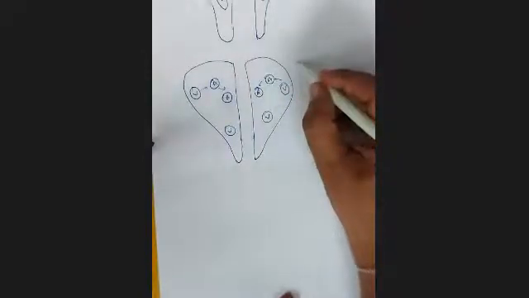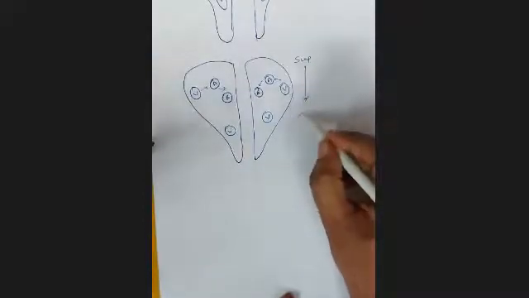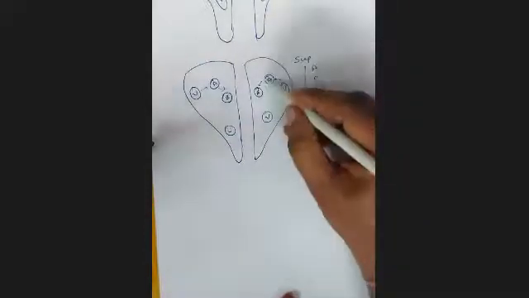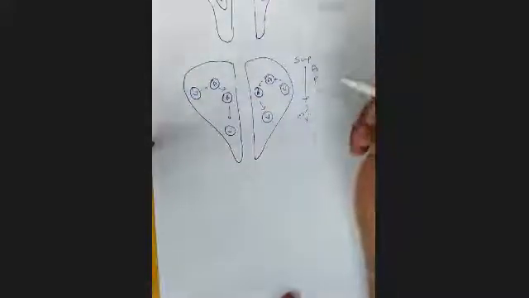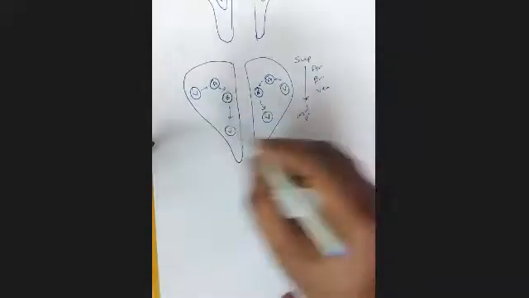Now what is the relation of the structures from superior to inferior? Superior to inferior, it is artery, bronchus, vein. See here: artery, bronchus, vein. This is on the left side. What happens on the right side?